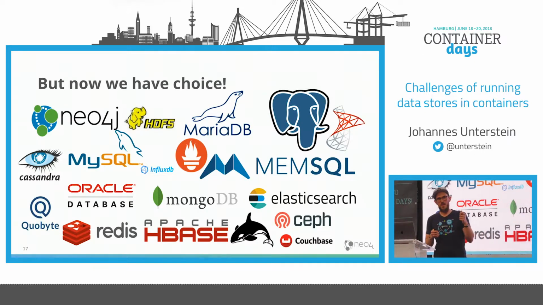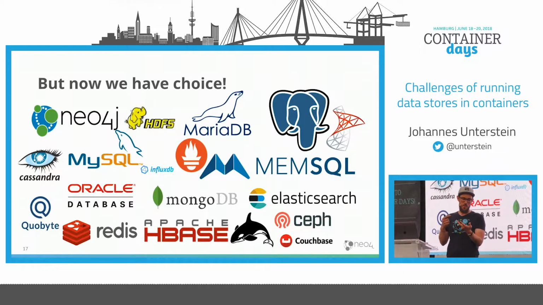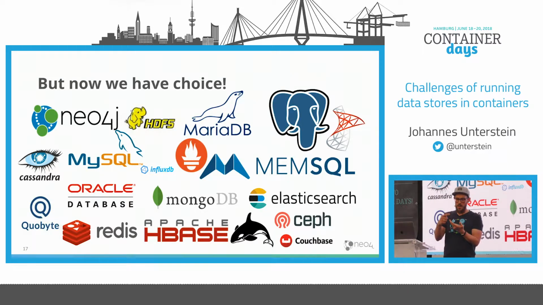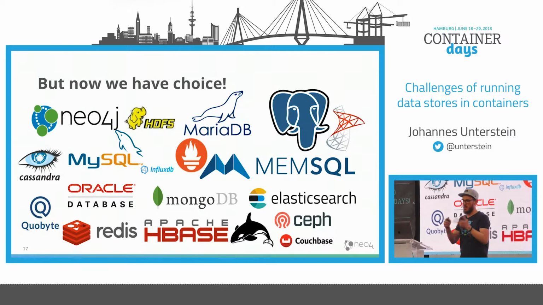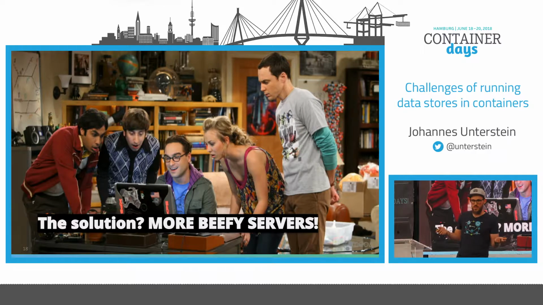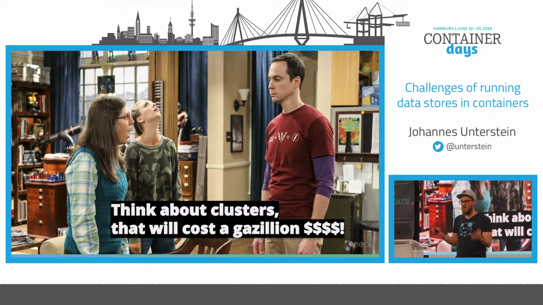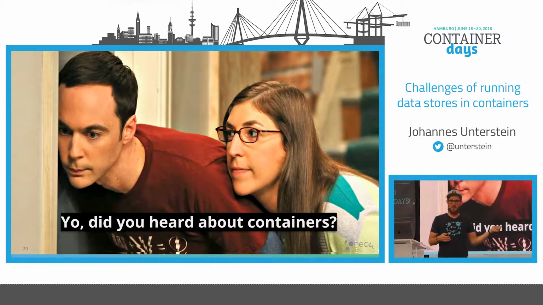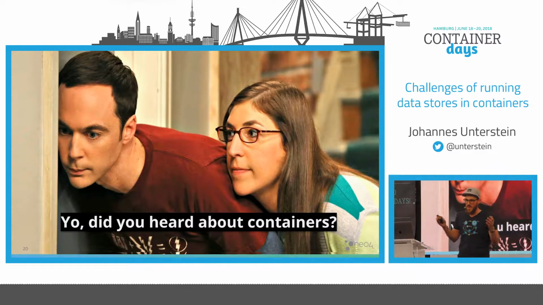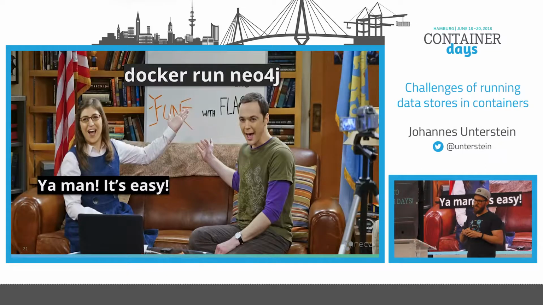So now we have the choice, and we maybe have a setup where we want to run a graph store, obviously a SQL store, and maybe an Elasticsearch together. What is the solution? Sure, let's buy more beefy servers to run all that stuff. But when we think about having a cluster for each of those data stores, this will cost us $1 gazillion if we're going to Amazon. But did you hear about containers? Obviously, we're at Container Days. Everyone heard of containers? So let's look at our pictures. It's easy as that, right? Docker run Neo4j, and we're done? Probably not.